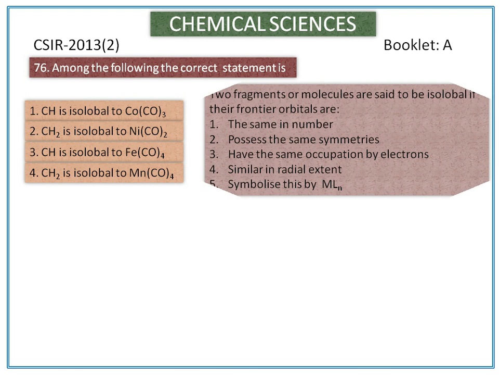Two fragments or molecules are said to be isolobal if their frontier orbitals are the same in number, same symmetry, same occupation by electrons, and similar in radial extent. Isolobality is indicated by a double-headed arrow with a teardrop in the middle.